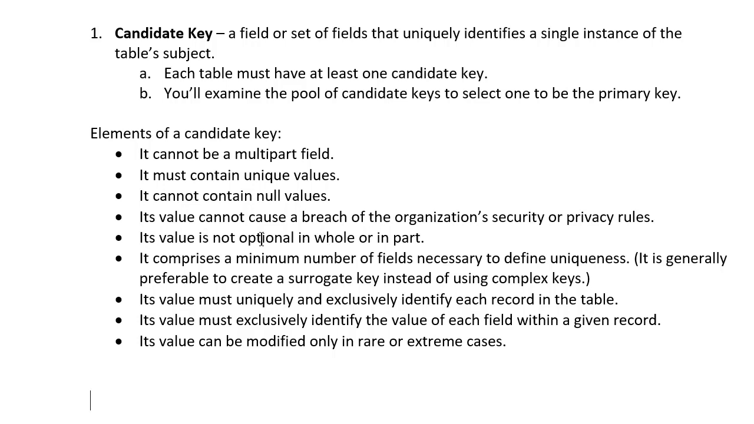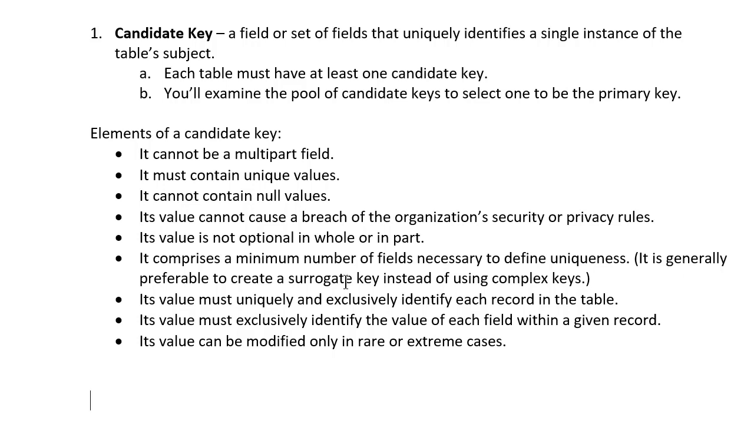It also cannot be optional in whole or in part. So part of that value in the primary key or candidate key cannot be partial. You don't need to have partial information there. Also, the makeup is a minimum number of fields necessary to define uniqueness.